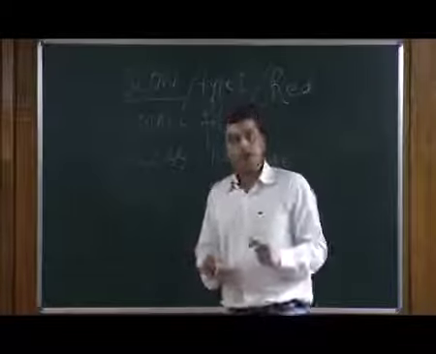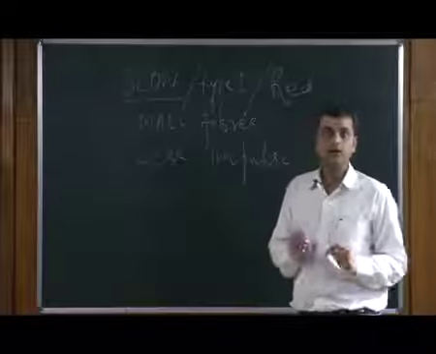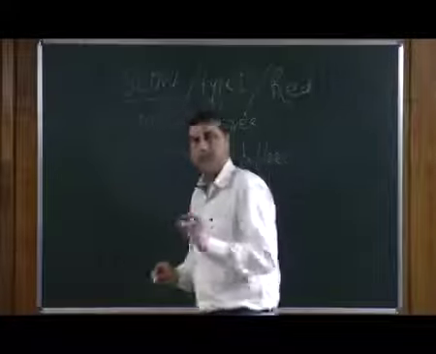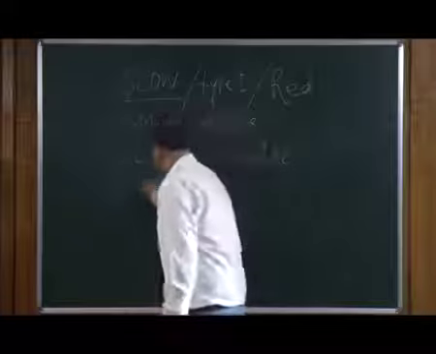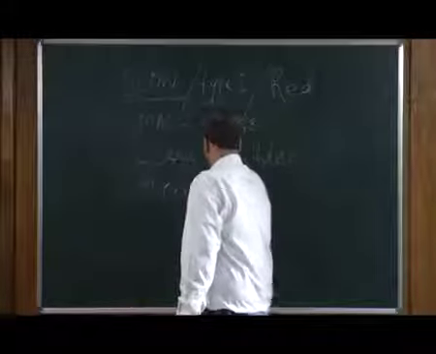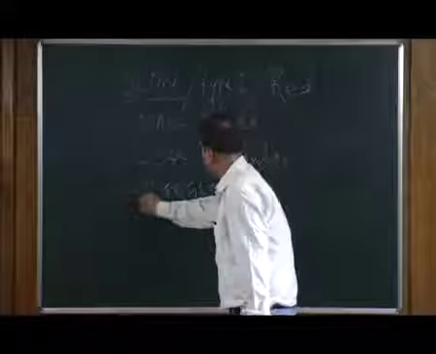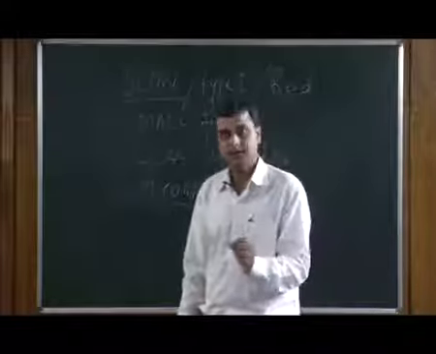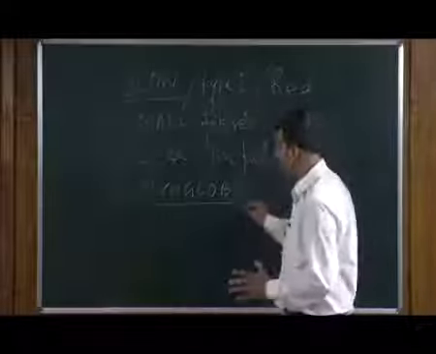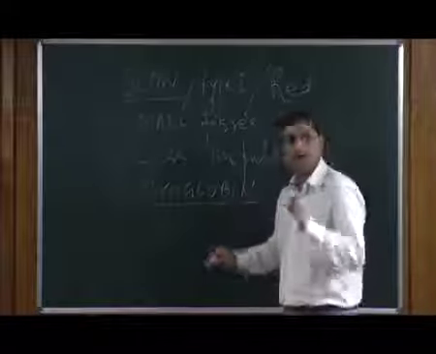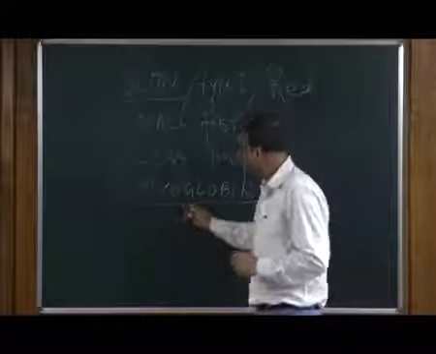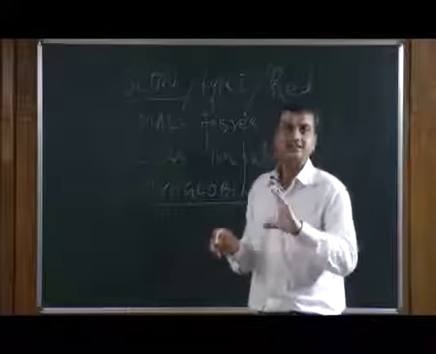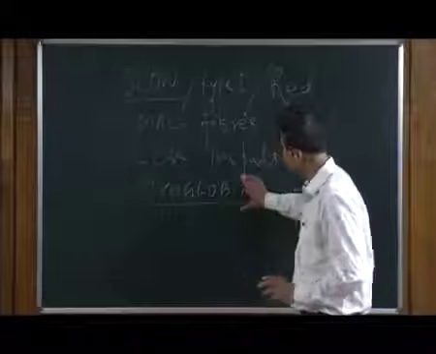Now, the other very important thing about these muscles is that they are rich in a very specific kind of pigmented protein, and that is called myoglobin. This myoglobin is an oxygen-containing pigment in muscle. So the oxygen-carrying protein or pigment in muscle is called myoglobin. Myo stands for muscle, globin is the protein part. So these are iron containing, oxygen carrying actually.